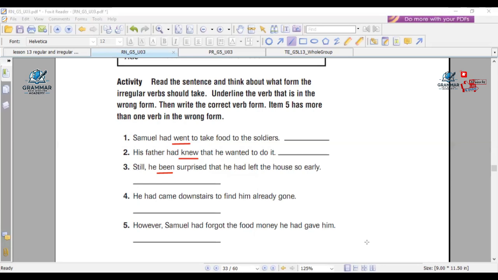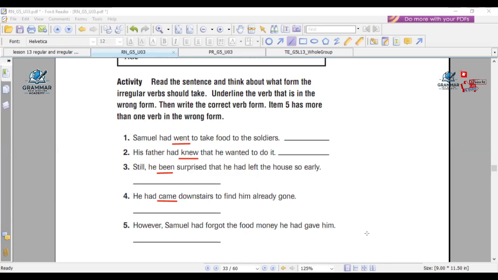Okay, Hatim Hussein, number 4. Okay, mister. Number 4. He had came downstairs to find him already gone. Came has to be come. Come, it's a come. Came, come. That's really wonderful because here we have a helping verb, had. We have to get the third form, the past participle form. It's come, came, come. Thank you so much, Hatem.